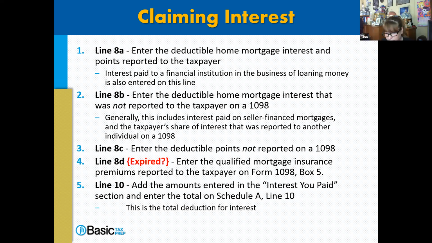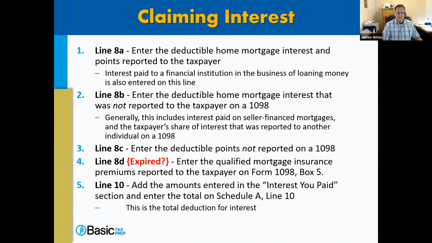So investment interest just means that, for whatever reason, you've invested in something and you're paying interest because of your investment. This is what you're paying. If it's for an investment, you're going to be able to deduct it, and it can be for anything that's an investment. Okay. And then on line 10, you just add all the amounts together.